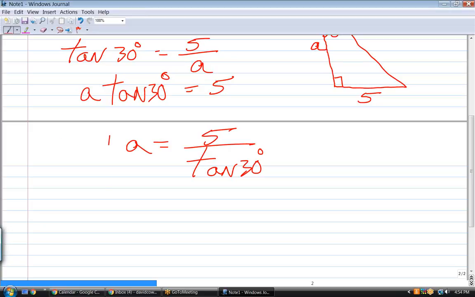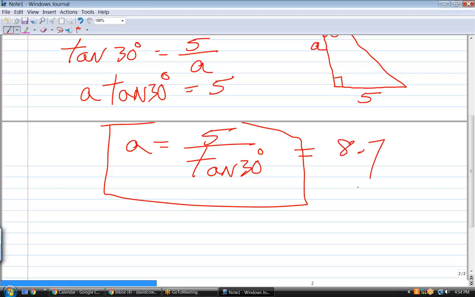Once I get it to this point here, now I can put it directly into my calculator as 5 divided by parentheses tan of 30, or even probably without the parentheses. And you would get an answer. What is that number? You probably had it before. 1.8? 8.7. 8.7. Okay.